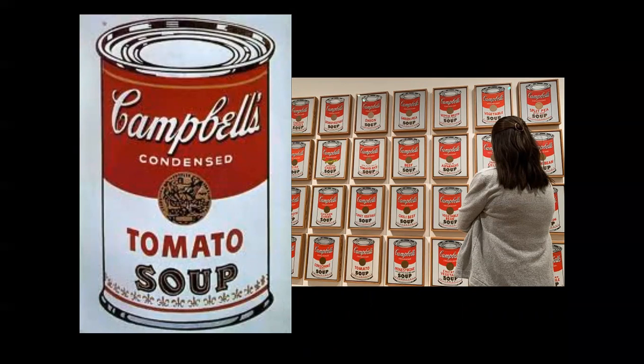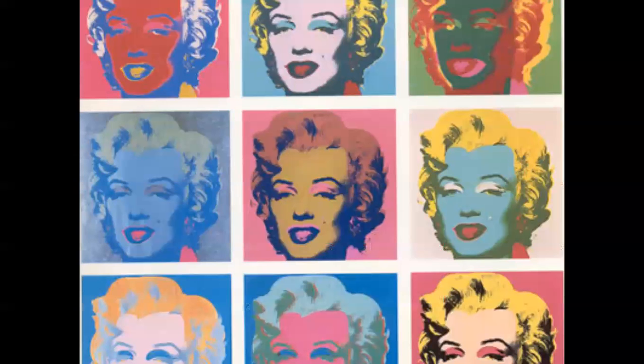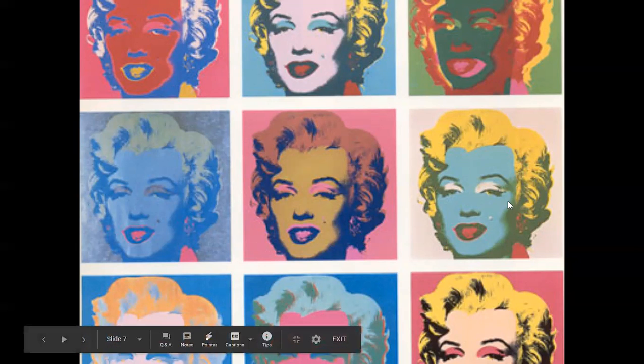When I think of Warhol, I think of his soup art or his colorful portraits. Here's one of the celebrity portraits that I'm talking about. It's a Marilyn Monroe portrait. And you can see that there's many different versions of it. There's lots of colors within it. And the colors don't necessarily match what you would see in real life. So there's a blue portrait, red portrait, pink.